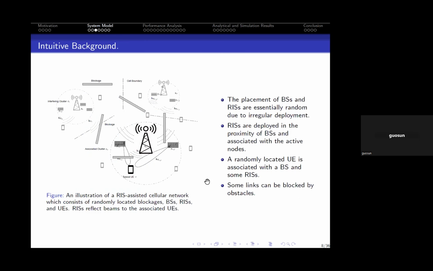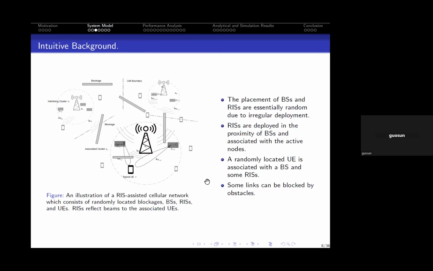Okay, we come back to the RIS-assisted cellular network. We have some intuitive background. Why we model the system by a Matern Cluster Process is based on this intuitive background. In the real world, the placement of base stations and RISes is essentially random. They are irregular. We cannot say it's like hexagon cells. And another constraint is that RIS should be deployed in the proximity of the base stations because it has to be controlled.